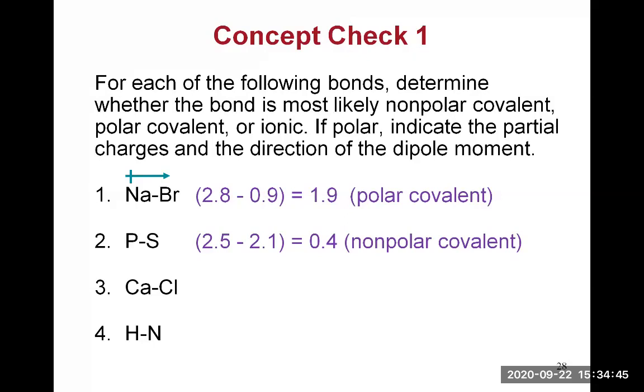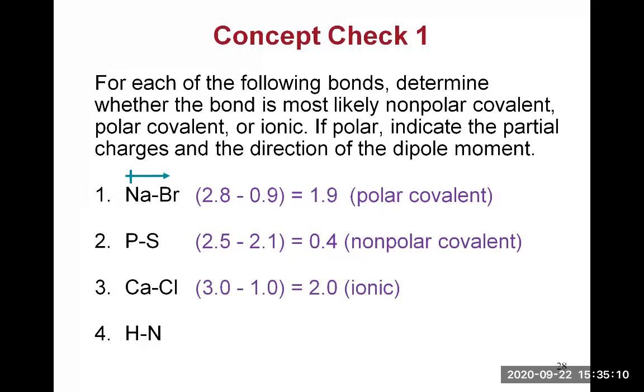Okay, if we have a bond between calcium and chlorine, chlorine has a value of 3.0, calcium it's 1.0, that's a difference of 2. And that's just considered ionic. And we can confirm that calcium is a metal, chlorine is a non-metal, so we expect an ionic bond between the two.